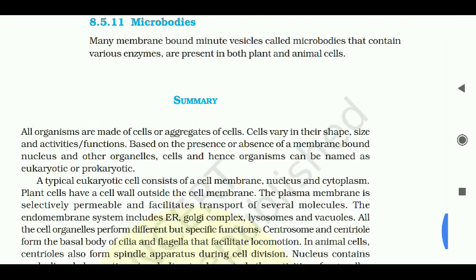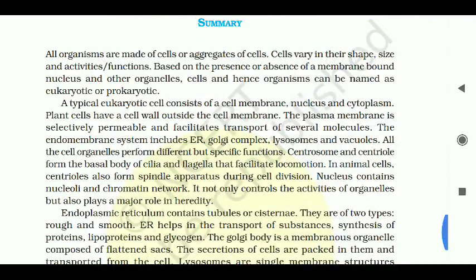Summary: all organisms are made of cells or aggregates of cells. Cells vary in their shape, size, and activities based on the presence or absence of a membrane-bound nucleus and other organelles. Cells, and hence organisms, can be named as eukaryotic or prokaryotic. A typical eukaryotic cell consists of a cell membrane, nucleus, and cytoplasm. Plant cells have a cell wall outside the cell membrane.